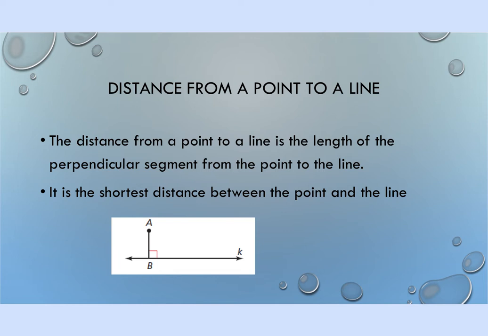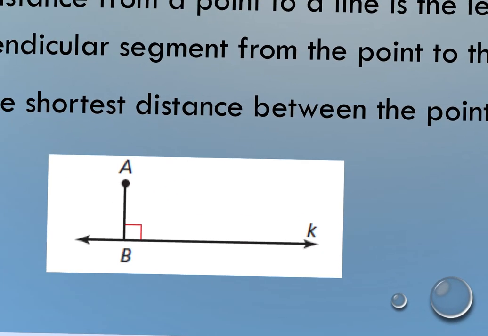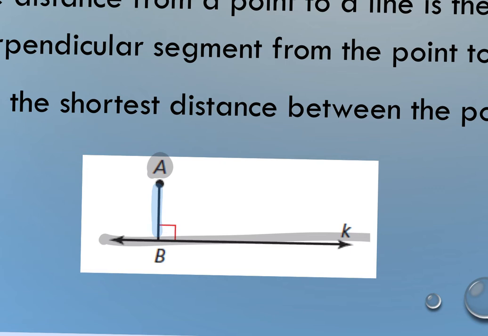So this is distance from a point to a line. The distance from a point to a line is the length of the perpendicular segment from the point to the line. It's the shortest distance between the point and the line. So if the AB segment was not there and I just asked you to give me the distance from A to this line, you would want that perpendicular segment. None of these other segments would work as distance. It has to be the one that's perpendicular, okay? It's the shortest distance between a point and a line.